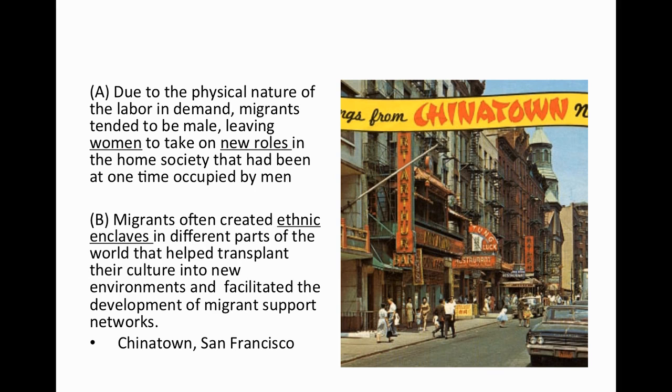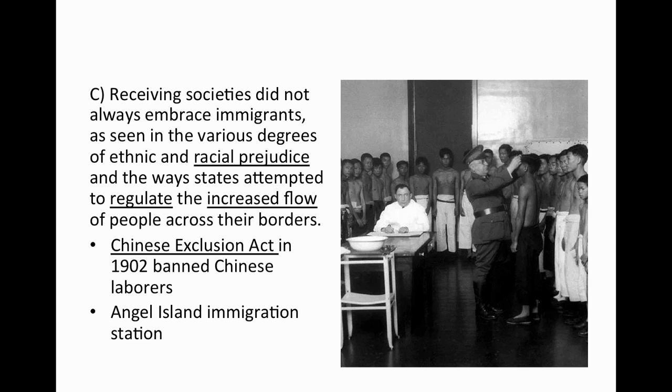And we talked about the ethnic enclaves that were bringing Chinese culture to the Americas, for example, like Chinatown in San Francisco. C states, receiving societies did not always embrace immigrants as seen in the various degrees of ethnic and racial prejudice and the way states attempted to regulate and restrict the flow of people across their borders. A great example of regulating immigration or prejudice towards immigrants would be the Chinese Exclusion Act. Congress bans Chinese laborers. These workers coming over to work on the railroads, for example, they were banned.